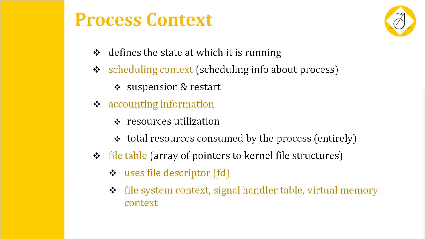The current root and the default directories to be used for the new file searches are stored in this file system context. Here it also uses a signal handler table which defines the routine in the process address space to be called when the specific signals arrive. And it also has a virtual memory context. The virtual memory context of a process describes the full contents of the private address space.